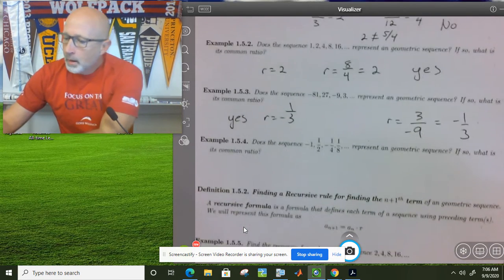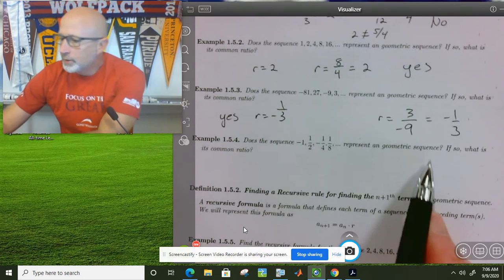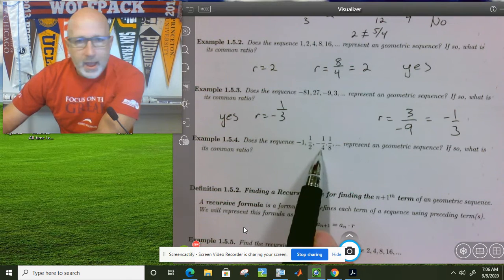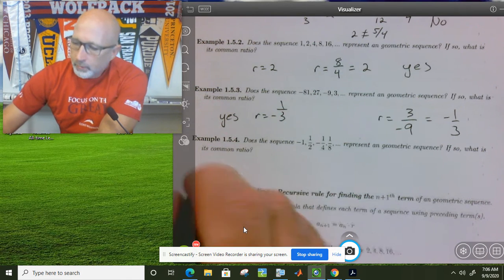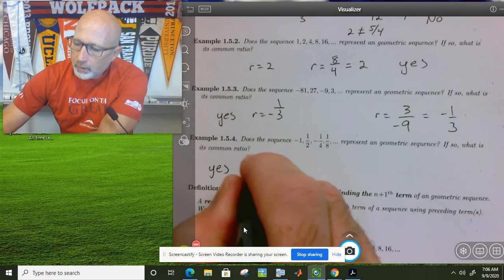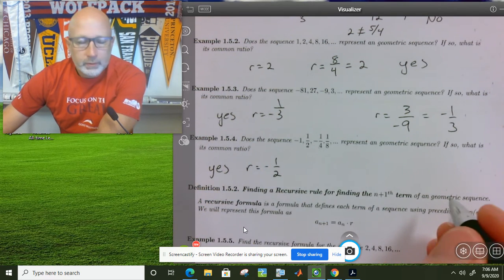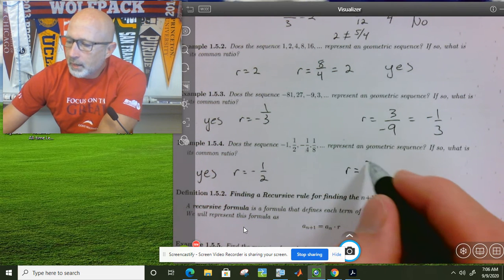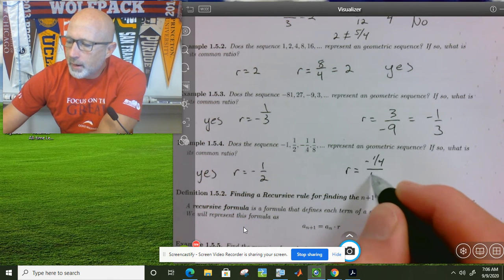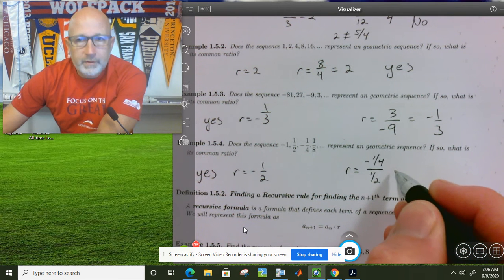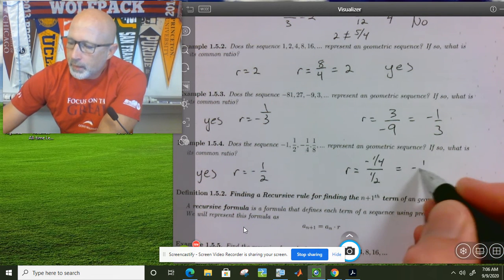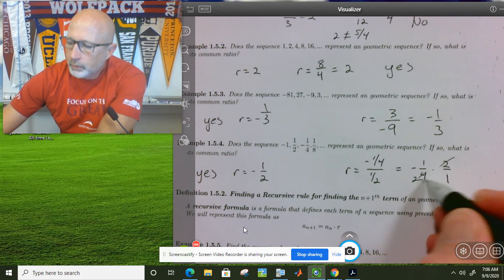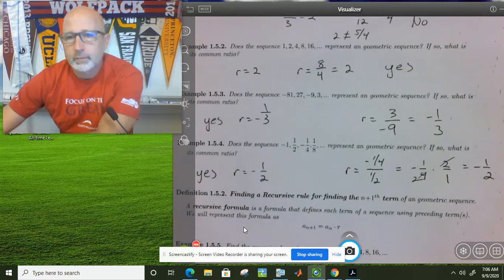Does this sequence represent a geometric sequence? If so, what's the common ratio? You can see I'm multiplying by negative 1/2 every time along the way. So yes, this is, with r equal to negative 1/2. If you don't see that, let's go off to the side and figure it out. I'm going to pick negative 1/4 and divide it by 1/2. To divide fractions, you flip and multiply. So negative 1/4 times 2 over 1. Those will cancel, so I have negative 1/2.